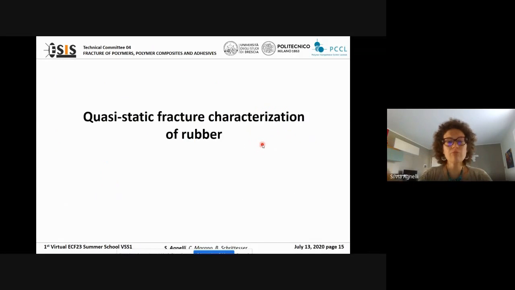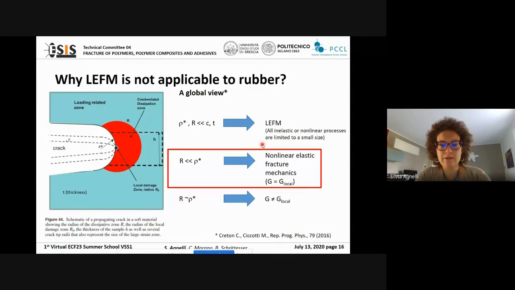Now that you have some basics about rubber, I want to introduce you to how to characterize the fracture behavior of rubber. First of all, let me say that although rubber is an elastic material, it cannot be characterized via linear elastic fracture mechanics methods. Why? Because LEFM requires that nonlinear processes have to be limited to a small size. But in rubber, we have a huge blunting at the notch tip during fracture. You can see the tip radius here called rho star.